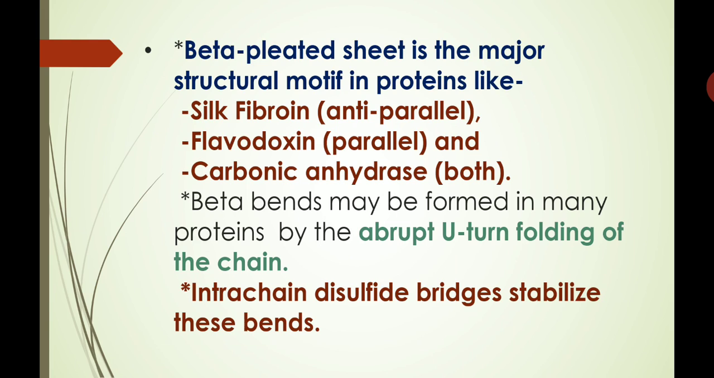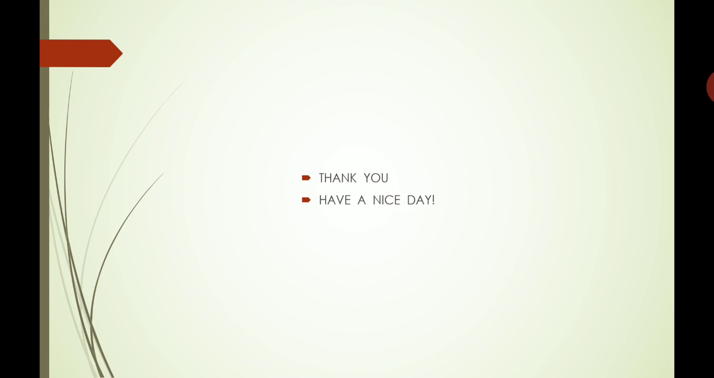Beta pleated sheet is the major structural motif in proteins like silk fibroin, which has an anti-parallel arrangement, flavodoxin, which has a parallel arrangement, and carbonic anhydrase, which has both parallel and anti-parallel arrangements of the sheets. Beta bends may be formed in many proteins by the abrupt U-turn folding of the chain. Interchain disulfide bridges stabilize these bends.